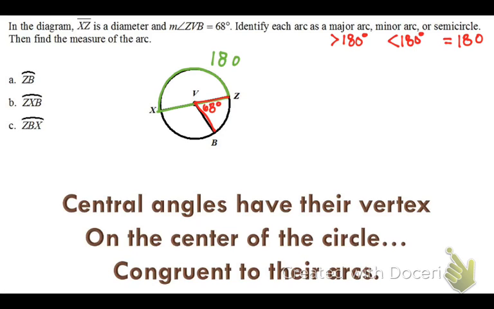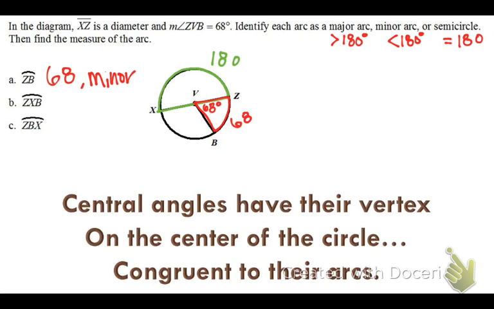What is the measure of arc ZB? 68. And then what kind of arc is it? Minor. I could already tell. Why could I already tell without finding it? Because it's two letters.